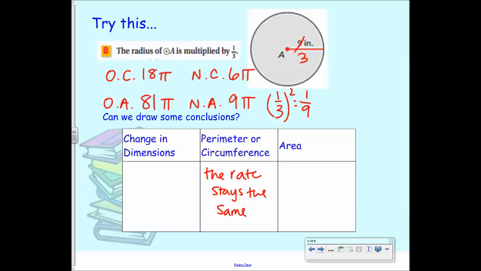Whereas here, the rate of change is squared. All right, so whatever your rate was, now your rate of change is squared if it's area. But for perimeter or circumference, it just stays the same. And again, that's because it's just a one-dimensional measure.